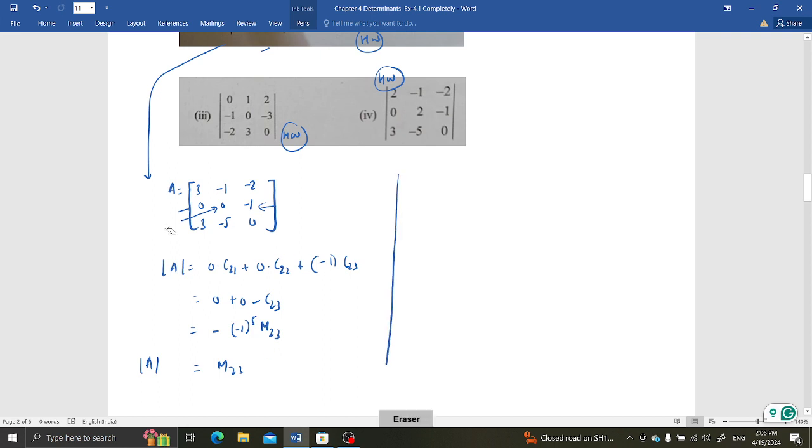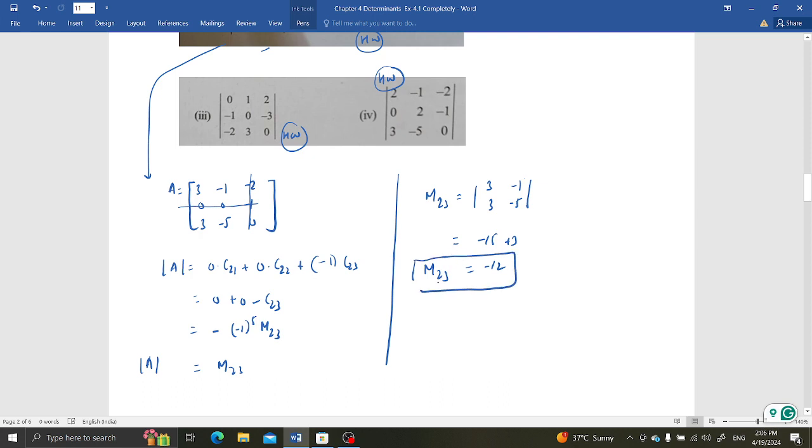In this matrix we need to remove the second row and the third column, so what we get is the minor M23 value. The M23 value is 3 minus 1 3 minus 5. What is the value? Minus 15 plus 3, minus 12, we get M23.